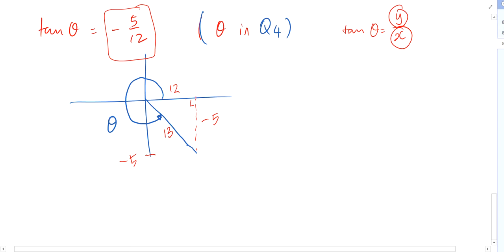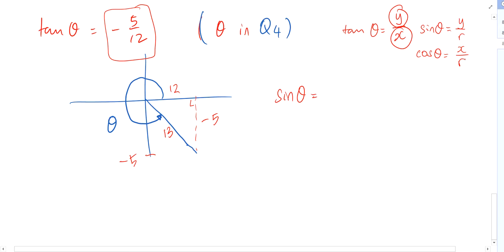Now with our triangle, we need to write down what is sine theta. From our new definition, sine theta is given to be y over r, whereas cosine theta is x over r. Okay, let us use these over here.